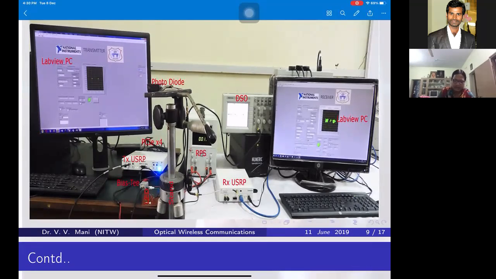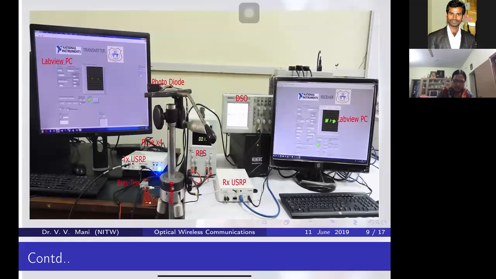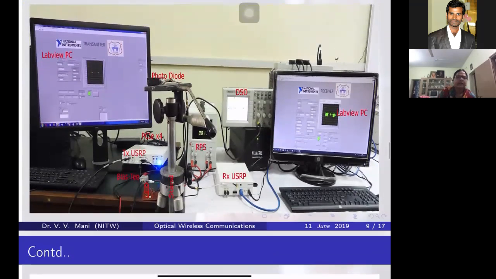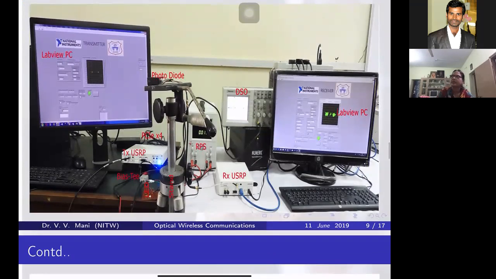Okay, so this is our setup. We took almost a year to establish it, because I identified the diodes, bias, and photodiode, and how to model the whole system in LabVIEW. It took a lot of time, and my students successfully demonstrated a visible light communication link. So, if you have any questions, please raise your hand.